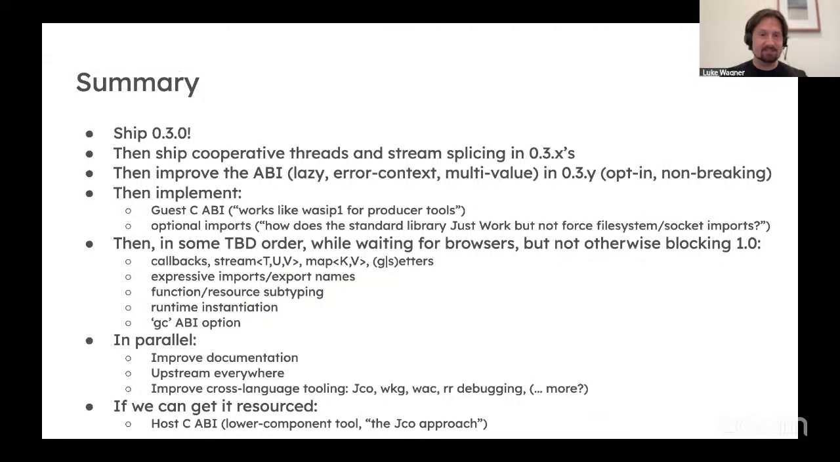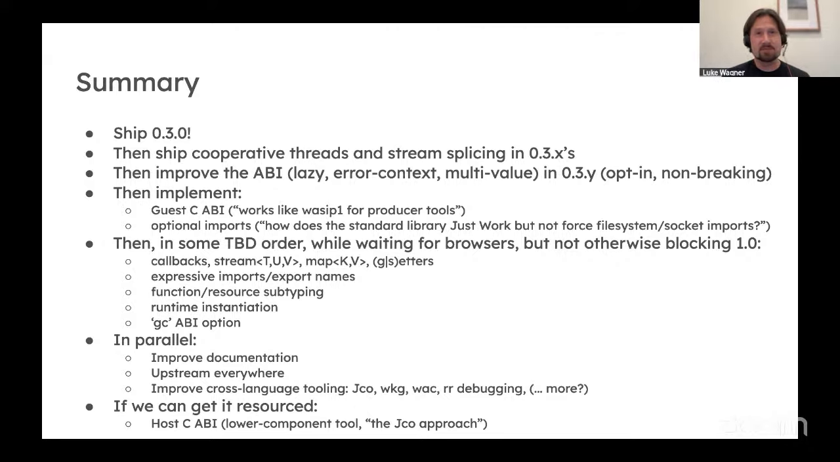And so, final summary slide, which I'll leave up for discussion. To summarize the roadmap here: first, of course, ship 0.3. It's so close, just a few little things to finish up. And then ship cooperative threads and stream splicing in some 0.3 minor releases. Then improve the ABI with laziness, error context, and multi-value in some later 0.3 minor release in an opt-in, non-breaking way. And then after that, implement the guest CABI, so that we have something that works like WASI P1 for the producer tools experience.